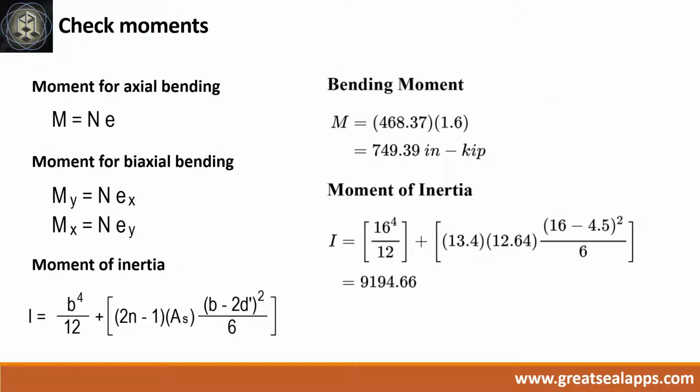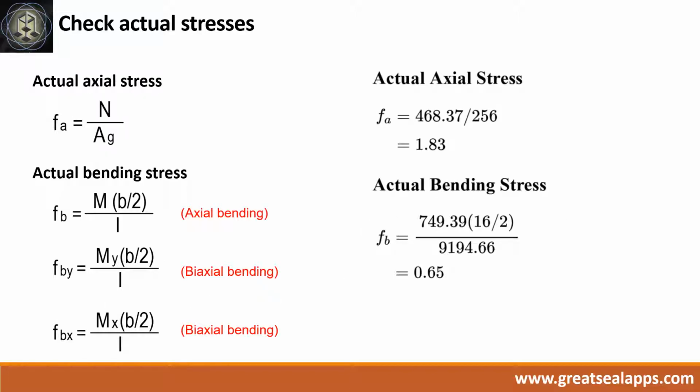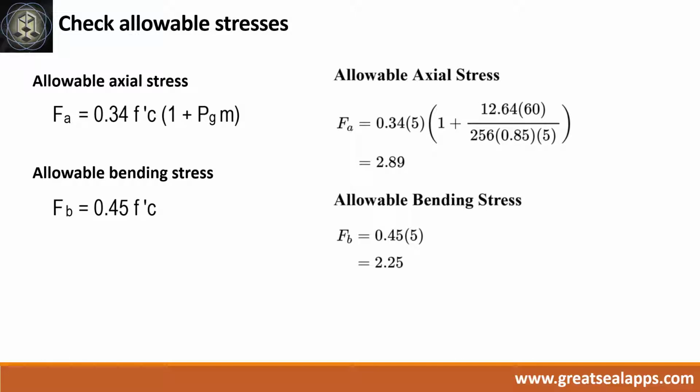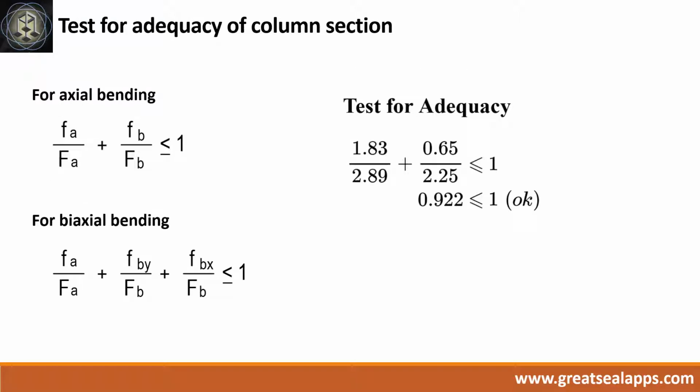Bending moment is 749.39 inch-kips, and moment of inertia is 9194.66. The actual axial stress is 1.83 and actual bending stress is 0.65. The allowable axial stress is 2.89 and allowable bending stress is 2.25. The combined axial and bending stress ratio is 0.922, which passes the adequacy test.